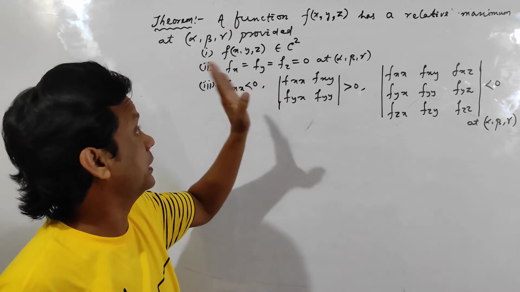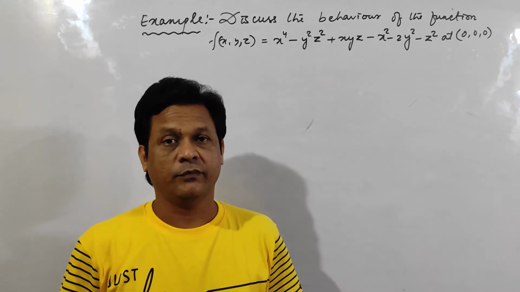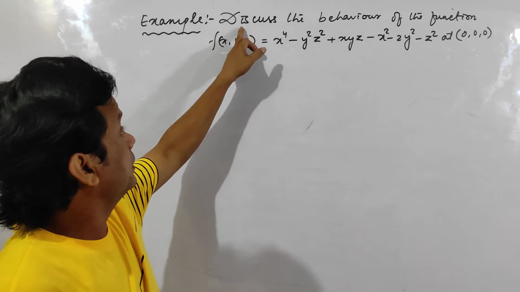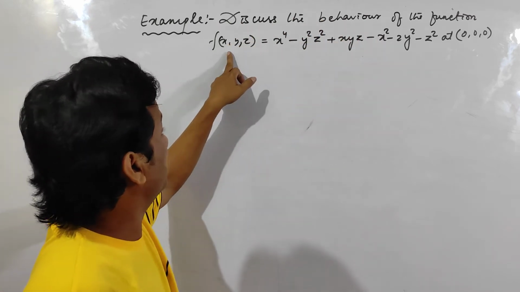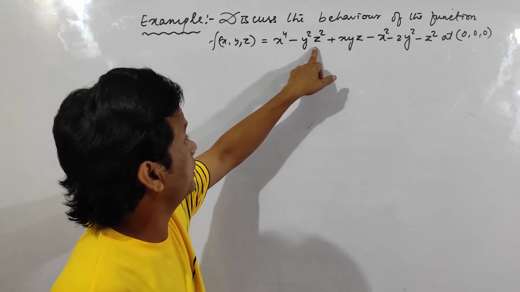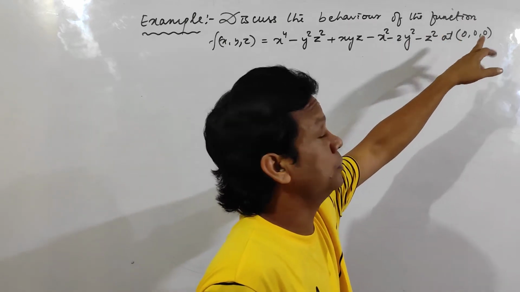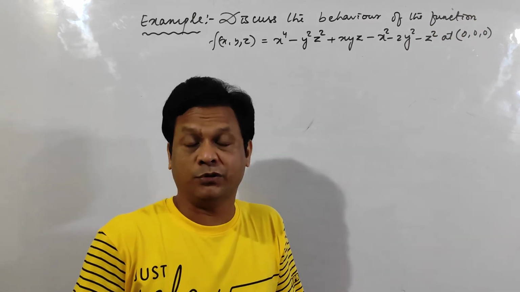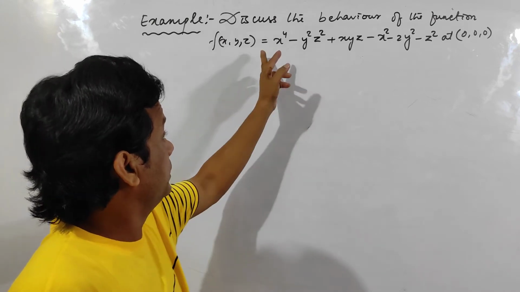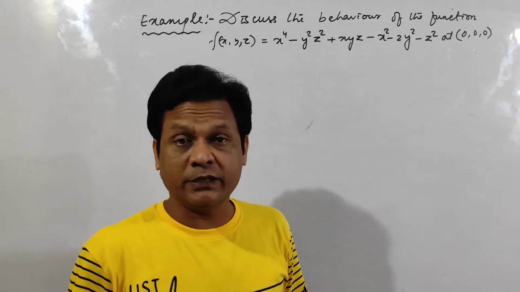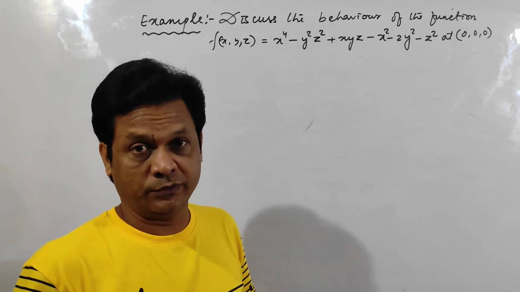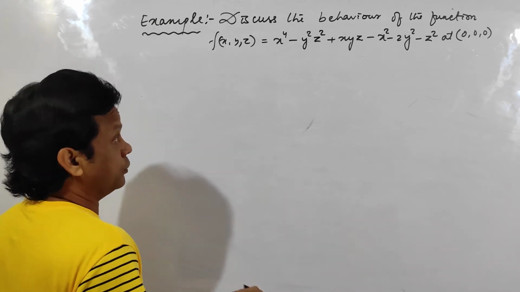Okay, so let us see an example. Discuss the behavior of the function f of x, y, z equal x power 4 minus y square z square plus x, y, z minus x square minus 2y square minus z square at 0, 0, 0. That means alpha, beta, gamma is 0, 0, 0. Okay, so this is a polynomial in x, y, z, so it is continuous. Okay, so the first point is over.